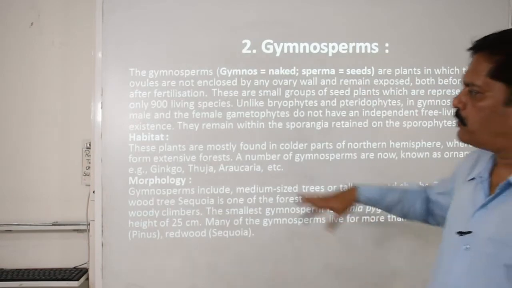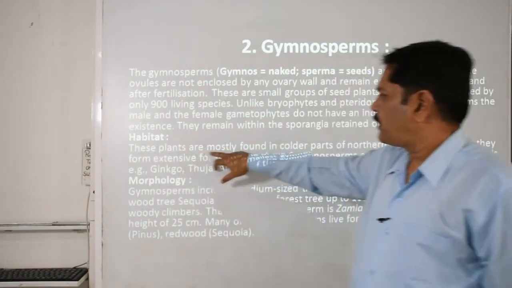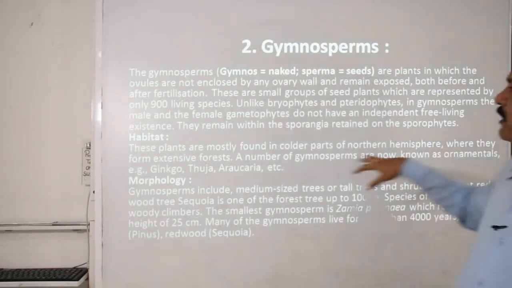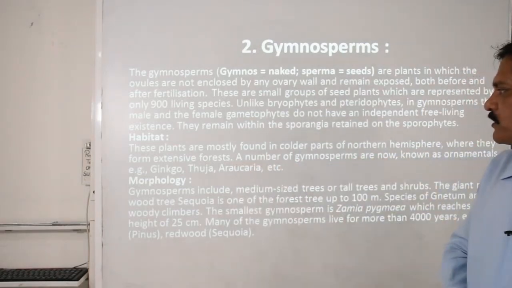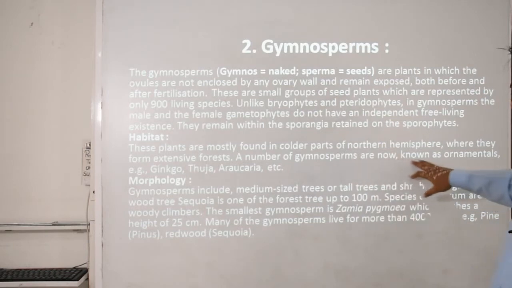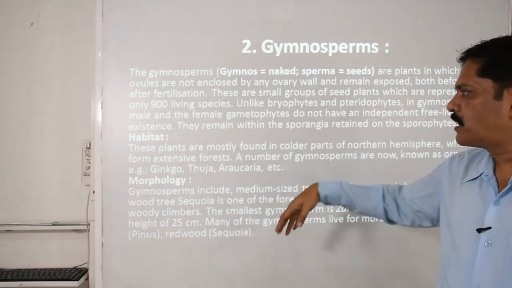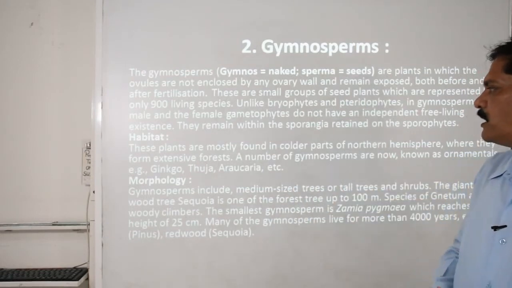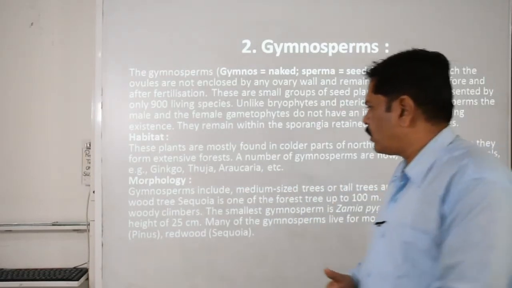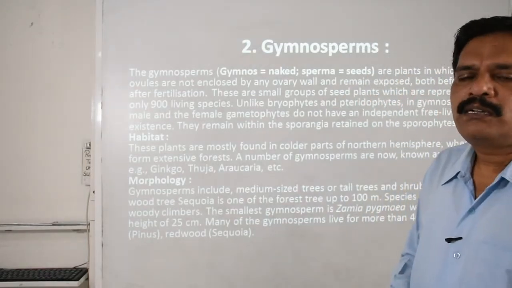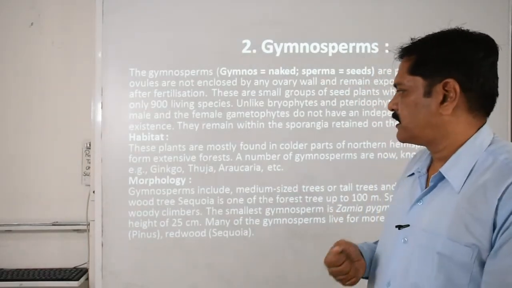Now we are talking about the habitat. These plants are mostly found in the colder parts of the northern hemisphere, where they form extensive forests, okay. And a number of gymnosperms are also known as ornamentals, like Ginkgo, Thuja and Araucaria, okay. So these are quite used for increasing the beauty of places, clear.